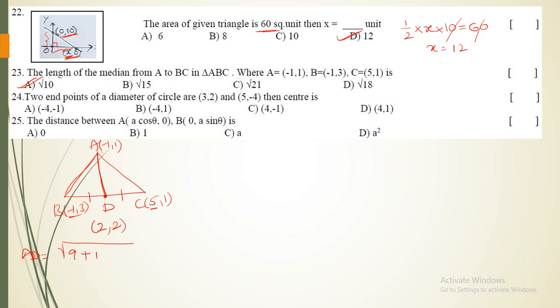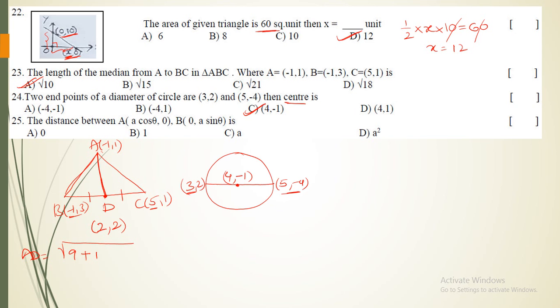Next, 2 endpoints of a diameter are given. Diameter means nothing but the longest chord which passes through the center. Now what has he given? 3 comma 2 is one of the endpoints and 5 comma minus 4 is the other endpoint. Then what is the center? Center means the average of these 2 points. So 3 plus 5 is 8 by 2 is 4, and 2 minus 4 is minus 2 by 2 is minus 1. So 4 comma minus 1 is my answer.